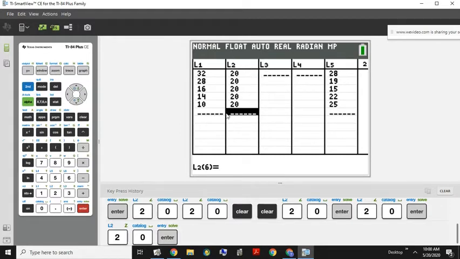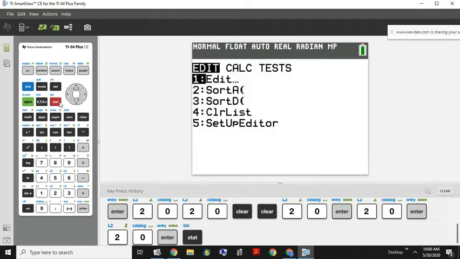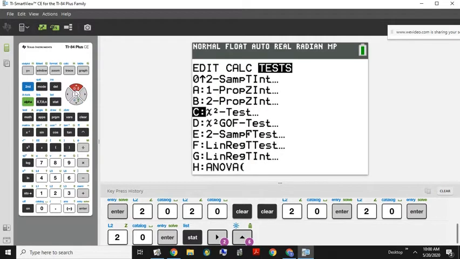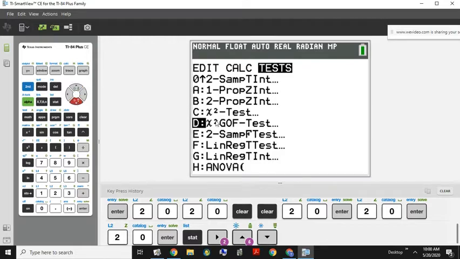If you have an 84, this is where it becomes super easy. So with the 84, all you have to do is go to stat, tests, and then down here's a Goff test. We don't want the C one. We want the Goff for goodness of fit. So you want the one that says goodness of fit. Everyone has this.